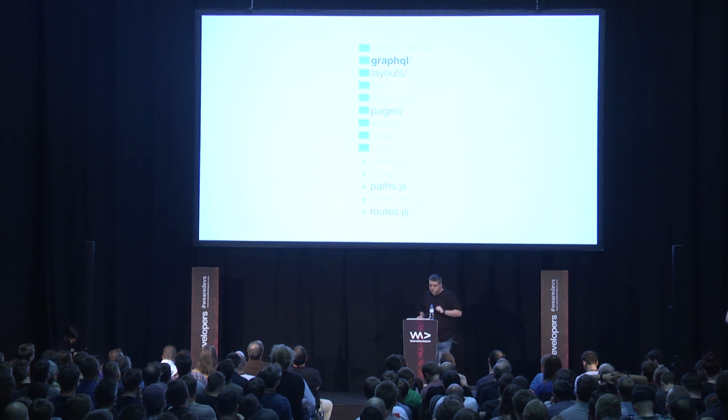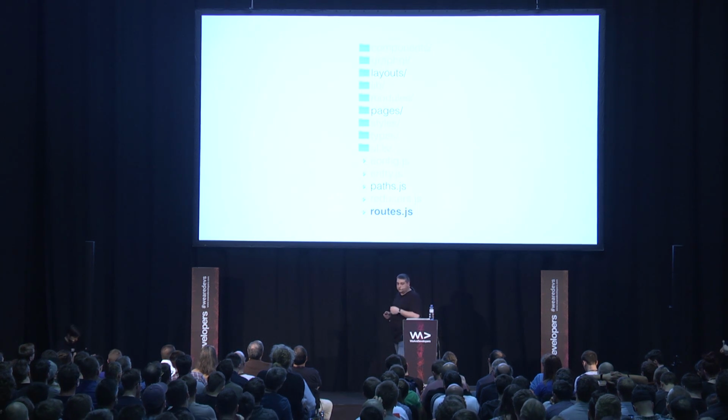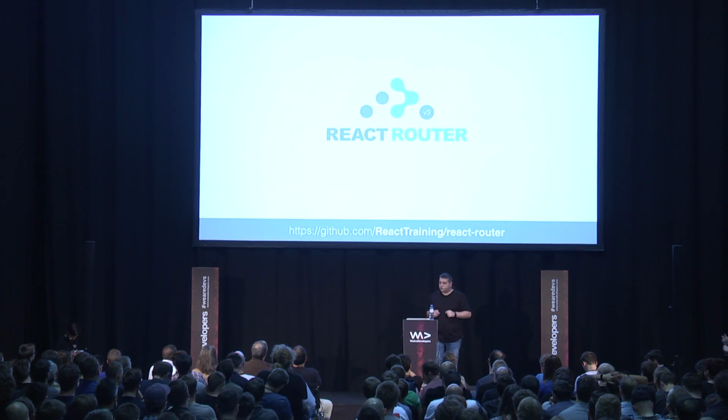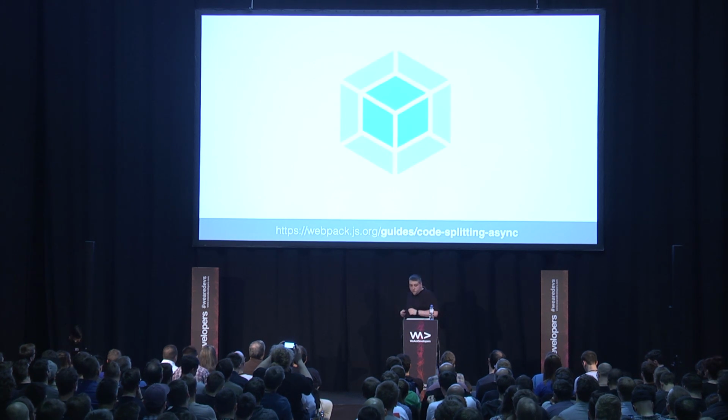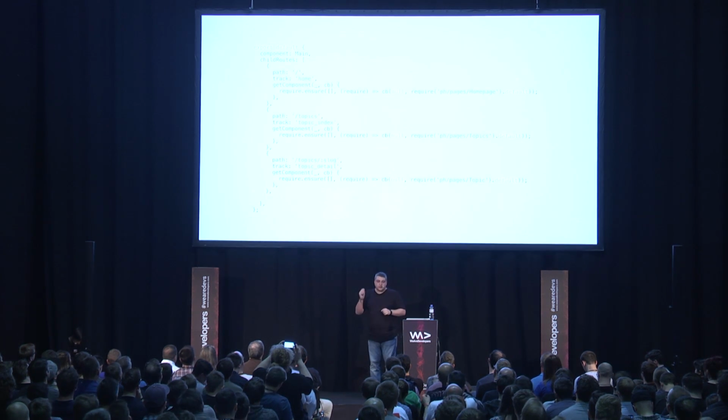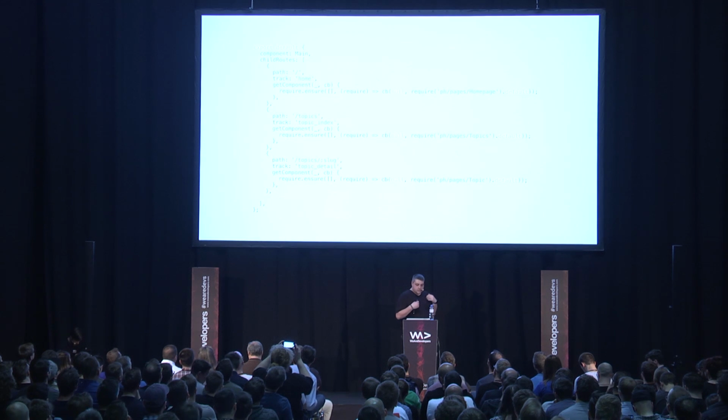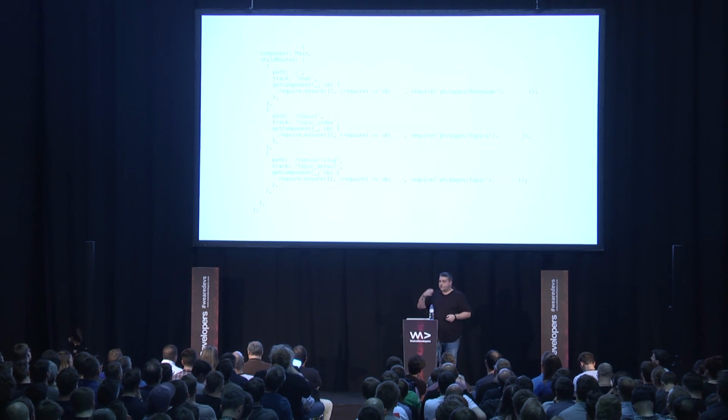So this was GraphQL. Let me quickly run through the other stuff. So we have routes.js. We use the React router, and most probably we'll stick with version 3. And we added code splitting. So for code splitting, our routes look like this. We have this require and ensure.